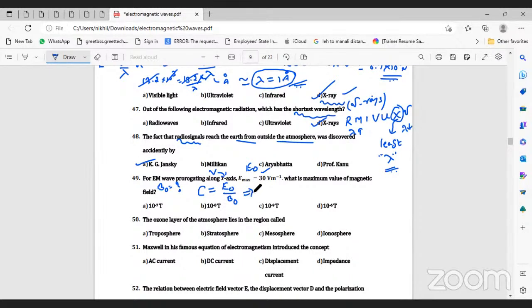From this, what is B naught? B naught is E naught divided by c. What is E naught? 30. c is 3 into 10 power 8. What is 30 by 3? 10. So 10 into 10 power minus 8, that is 10 power 1 times 10 power minus 8, which is 10 power minus 7. So the maximum value of the magnetic field is 10 power minus 7 Tesla. That is option A.